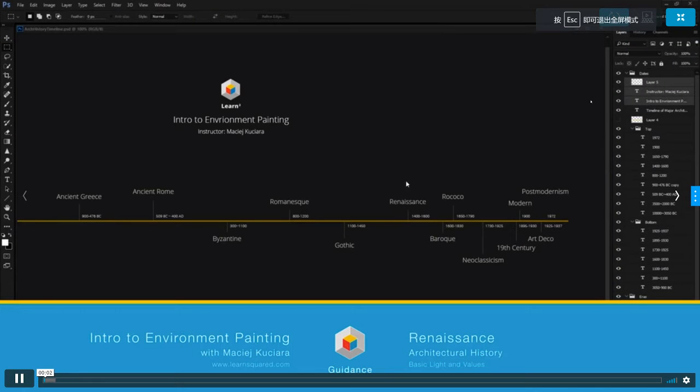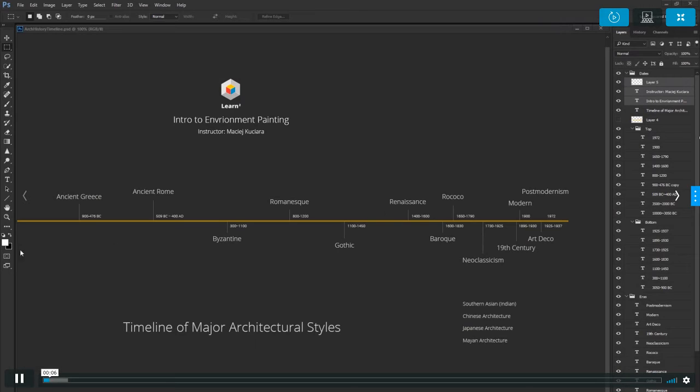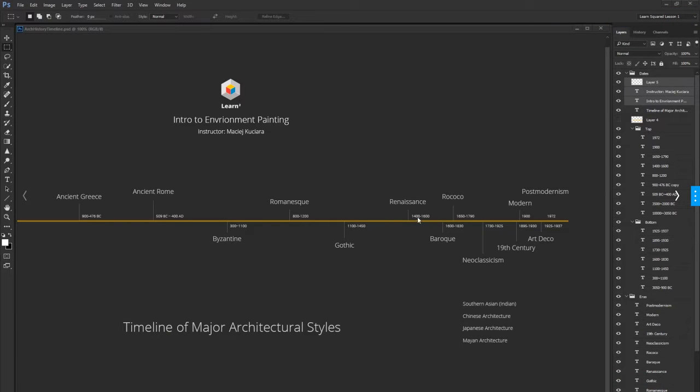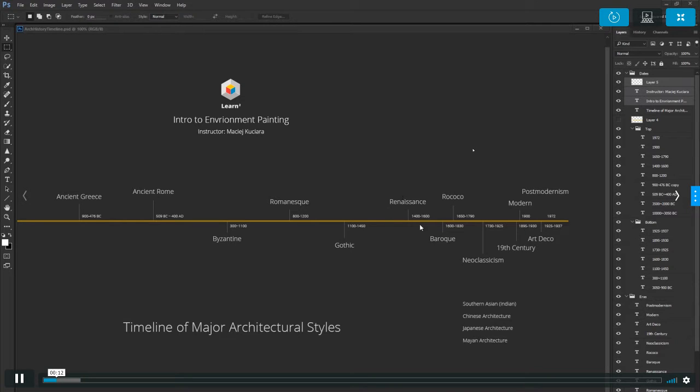Moving forward with the timeline of major architectural styles, right now we'll discuss the Renaissance. The Renaissance architectural style started somewhere around 1400 and ended around 1600. That's when the Baroque architectural style went into play.